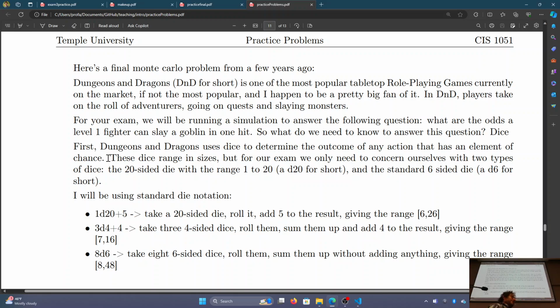First thing I need to teach you is dice notation. Yes, there's notation for dice. It's very easy notation to understand. This is the standard dice notation, which is always XdY plus Z. It's not as hard as it seems. 1d20 plus 5 means that I want to roll a 20-sided die and add 5 to it. So the range is between 6 and 25. Why? Because your lowest value is 1 plus 5, and your highest value is 20 plus 5.